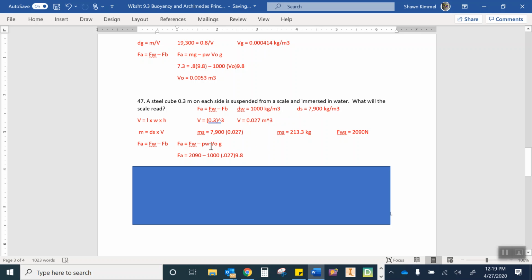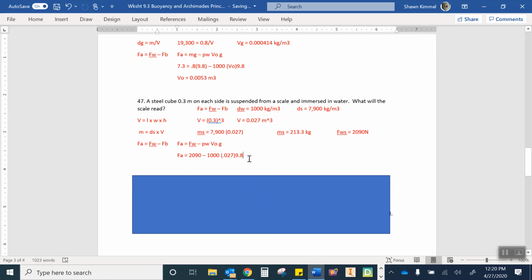Now we're going to find out what the buoyant force is. So now I've gotten rid of the buoyant force and put it in its equation, which is the density of the water times the volume of the object times gravity. So when we do that, I haven't typed that one in yet. Let's go ahead and type that in here. The apparent force, or what the scale is going to actually end up reading, is going to be 1,825 newtons. So that's what we're looking for there.